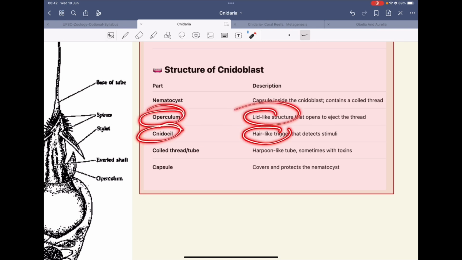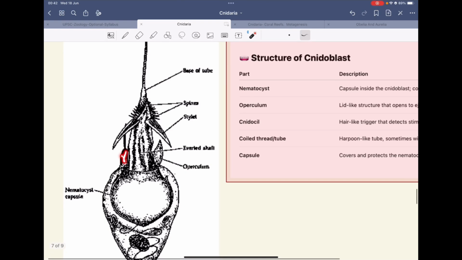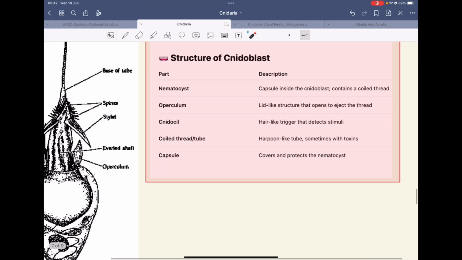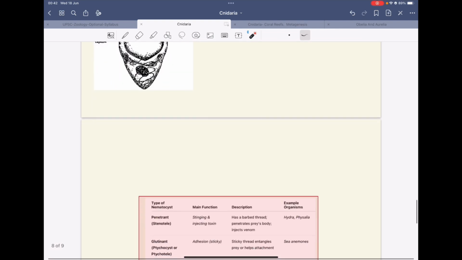The cnidocil is a hair-like trigger that detects the stimuli. It acts as a small hair-like structure, and it detects the stimuli. Then there is the coiled thread or tube. It's harpoon-like or tube-like. It has toxins sometimes, and there is the capsule where the nematocyst lies inside.